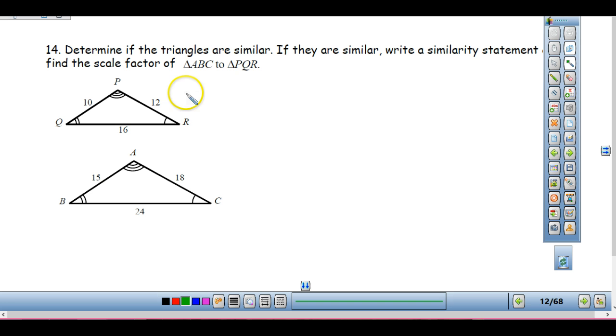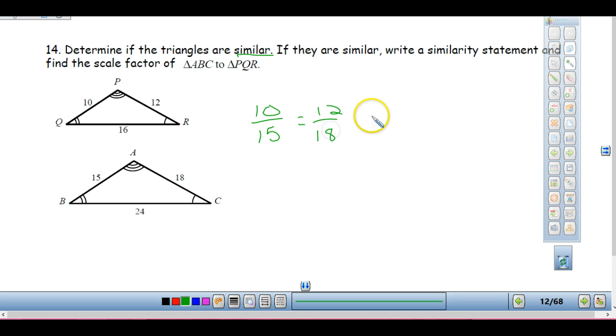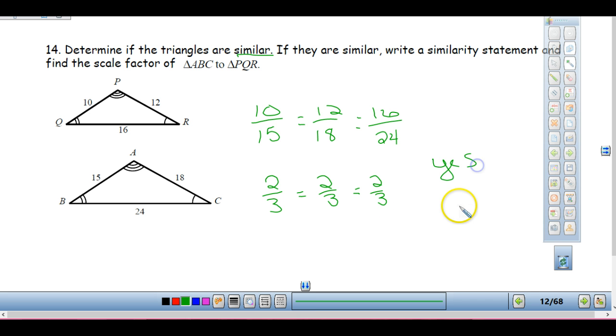Okay, and that goes along with all these. They want to know, are these similar? If they're similar, all the sides are going to be proportional. So 10 over 15 has to equal 12 over 18 has to equal 16 over 24. If you go through all these and put them in lowest terms, you get 2/3 equals 2/3 equals 2/3. So yes, they are similar.